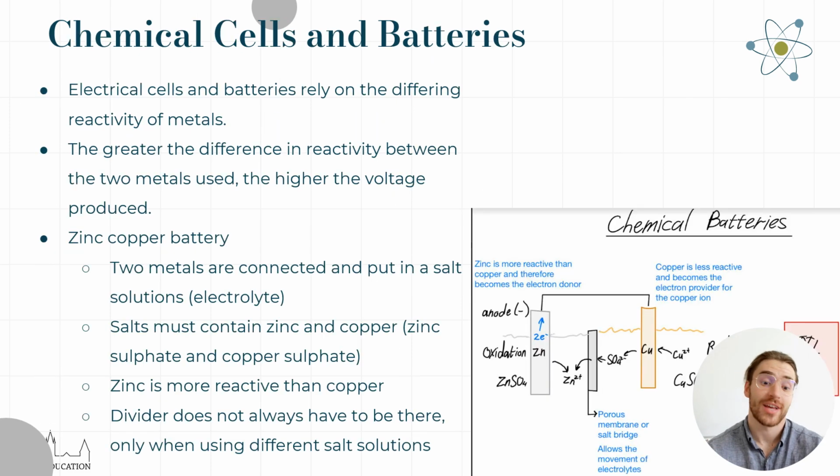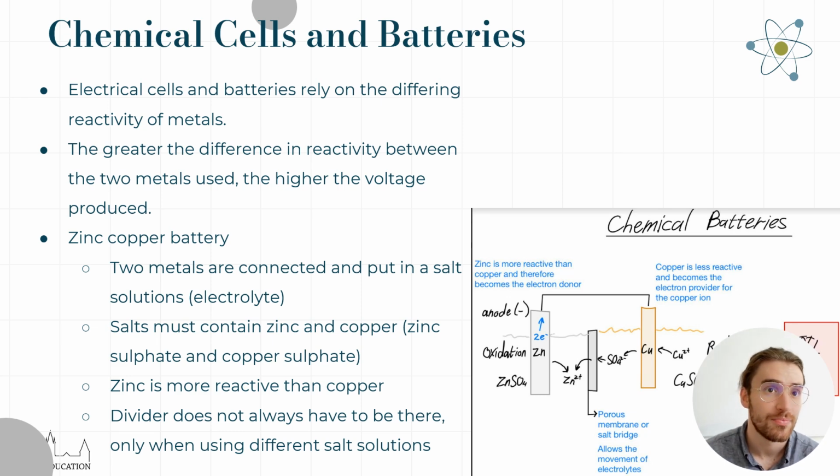Okay, so let's look at chemical cells and batteries. We know that these cells or batteries are going to be providing a current. They are going to be moving electrons around. So how do we do that chemically, or how do batteries work?